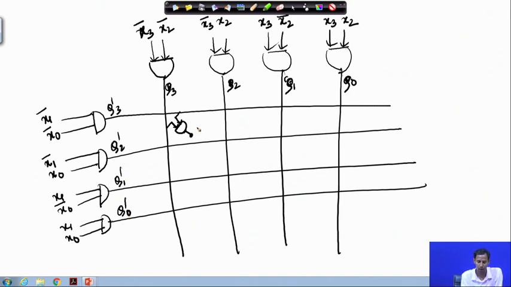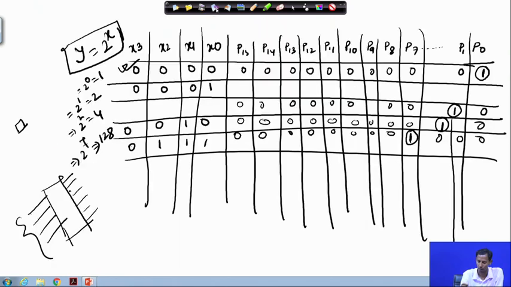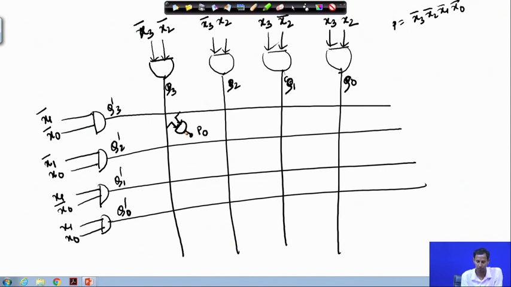So, here what will I get? I will get this as P0. So, why P0? P0 is nothing but x3 bar, x2 bar, x1 bar and x0 bar. Okay. So, if you just go back to that, for P0, whenever all are 0, at that time P0 is 1 and the rest are 0. Okay. So, here for this only this is P0.